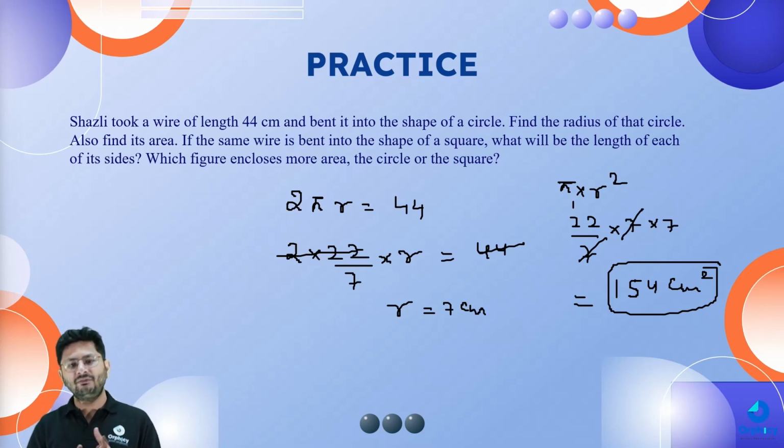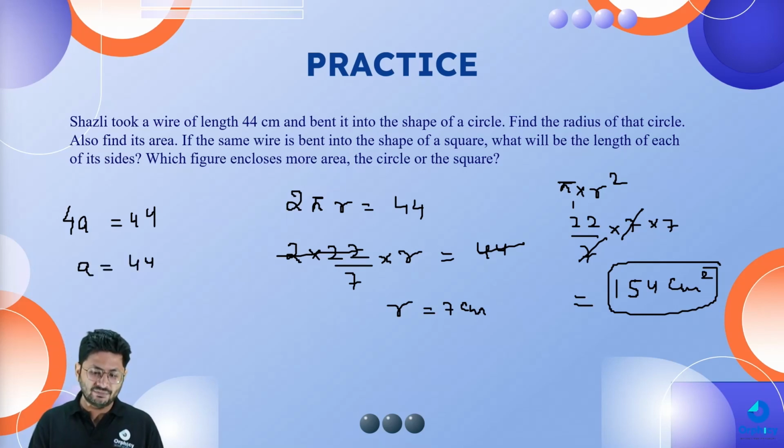Now if the same wire is bent into the shape of a square, what will be the length of each of its sides? अगर सेम वायर को मैंने स्क्वायर की शेप में बेंड कर दिया, मतलब स्क्वायर का पेरीमीटर अब 44 हो जाने वाला है. पेरीमीटर ऑफ अ स्क्वायर का फॉर्मूला क्या होता है? 4a which is equal to 44. इसका मतलब साइड ऑफ द स्क्वायर शुड बी 44 by 4 which is 11 सेंटीमीटर्स. ये भी मिल गया. एंड एरिया ऑफ द स्क्वायर कितना होगा? साइड का स्क्वायर that is 11 into 11 which is 121 centimeter square.